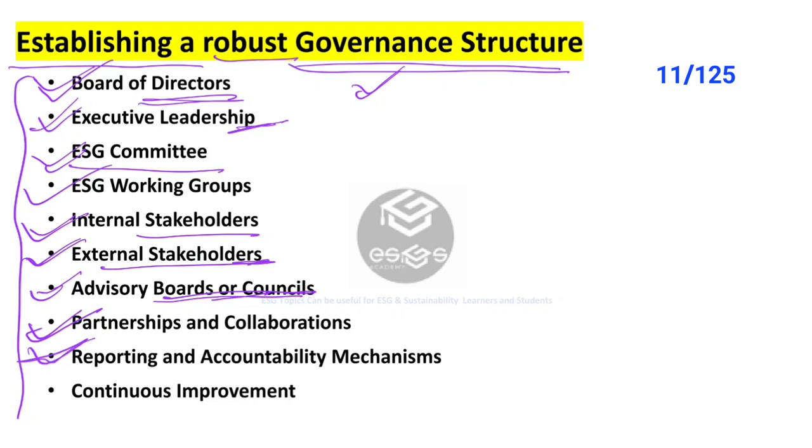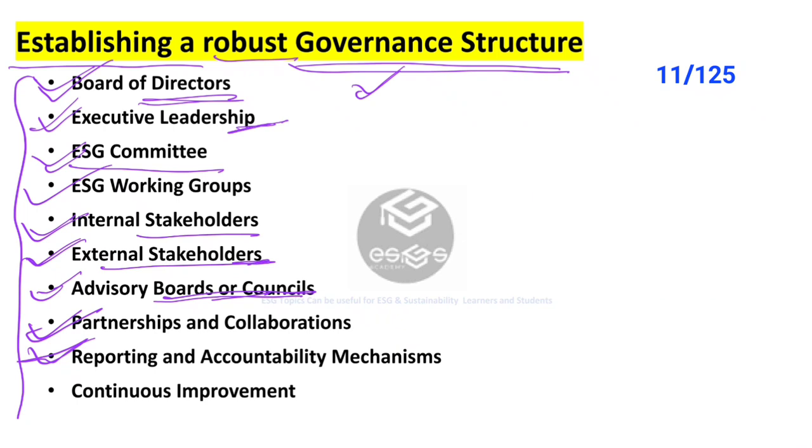Next is reporting and accountability mechanisms. Having clear reporting mechanisms and accountability frameworks ensures that progress on ESG goals is monitored, evaluated and communicated effectively. Regularly reporting to stakeholders, including ESG performance metrics, helps the organization track performance, identify areas for improvement, and demonstrate transparency and accountability.